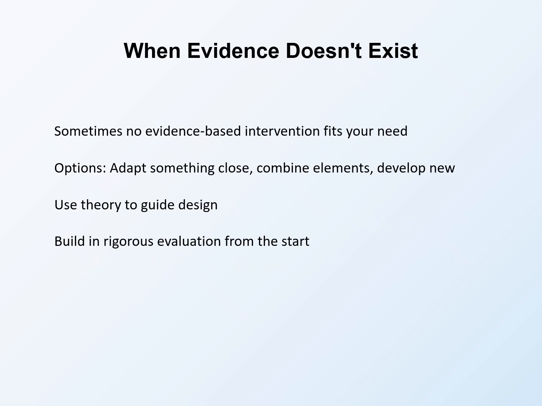Sometimes you search and find no evidence-based intervention that fits your specific need. Maybe you're addressing a new problem. Maybe your population is different from those studied. What then? You have options. Adapt something close. An intervention for a similar problem or population might be adaptable. Combine elements from multiple interventions that address different aspects of your problem, or develop something new, recognizing that you're creating an intervention without established evidence.